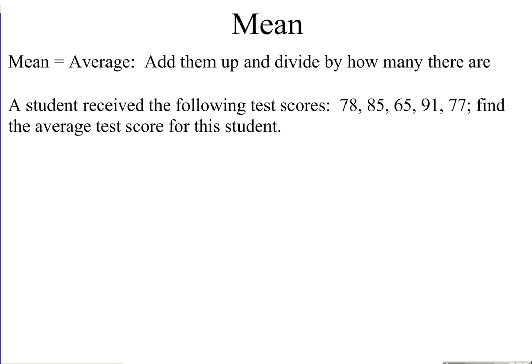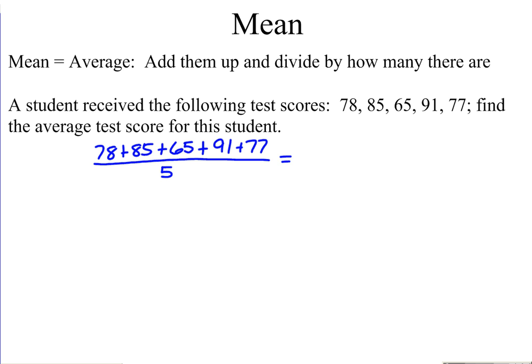A student received the following test scores: 78, 85, 65, 91, 77. Find the average test score for the student. To find the average or mean for this data set, I add up all the individual values: 78 plus 85 plus 65 plus 91 plus 77. There are 5 test scores here, so I divide by 5.